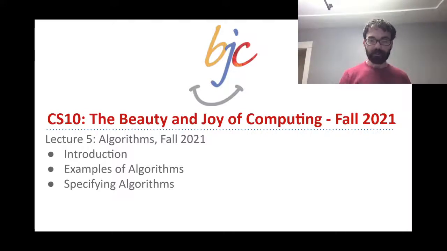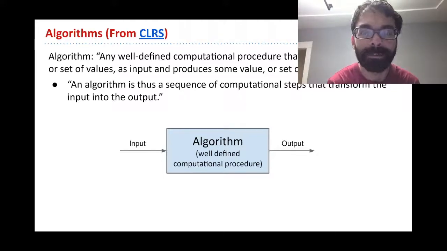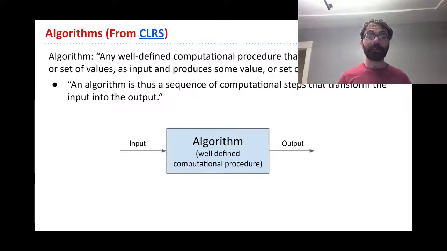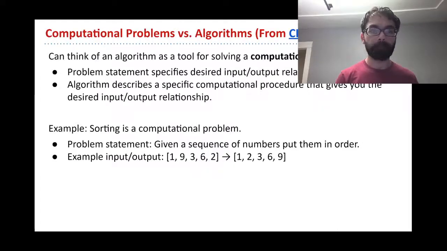So what is an algorithm is the first question we'll ask ourselves today. An algorithm is, according to CLRS, the initials of the authors of this algorithms textbook, a well-defined computational procedure that takes an input, right here, and produces an output, right, out here. It's just some well-defined computational procedure. The input could be a single value or a set of values, and the output could be, again, a single value or a set of values. So it's a pretty general definition. It's the one we're going to use in computer science.